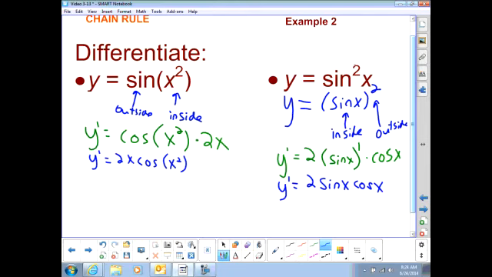And again, this method is called the chain rule. Do the derivative of the outside function while keeping the inside the same, and multiply by the derivative of the inside function.